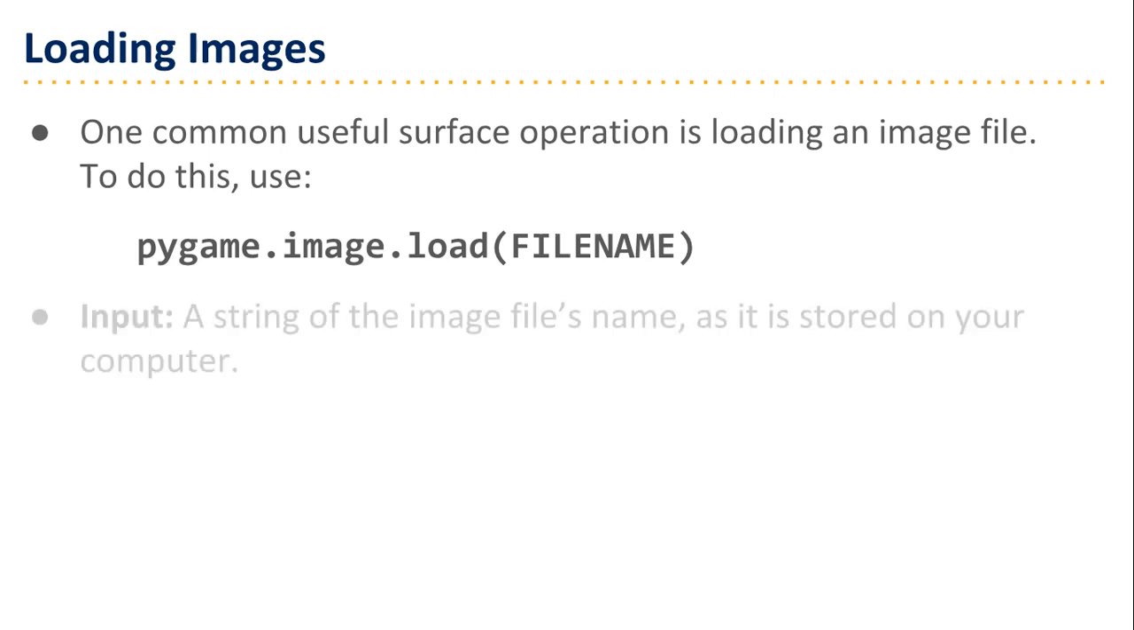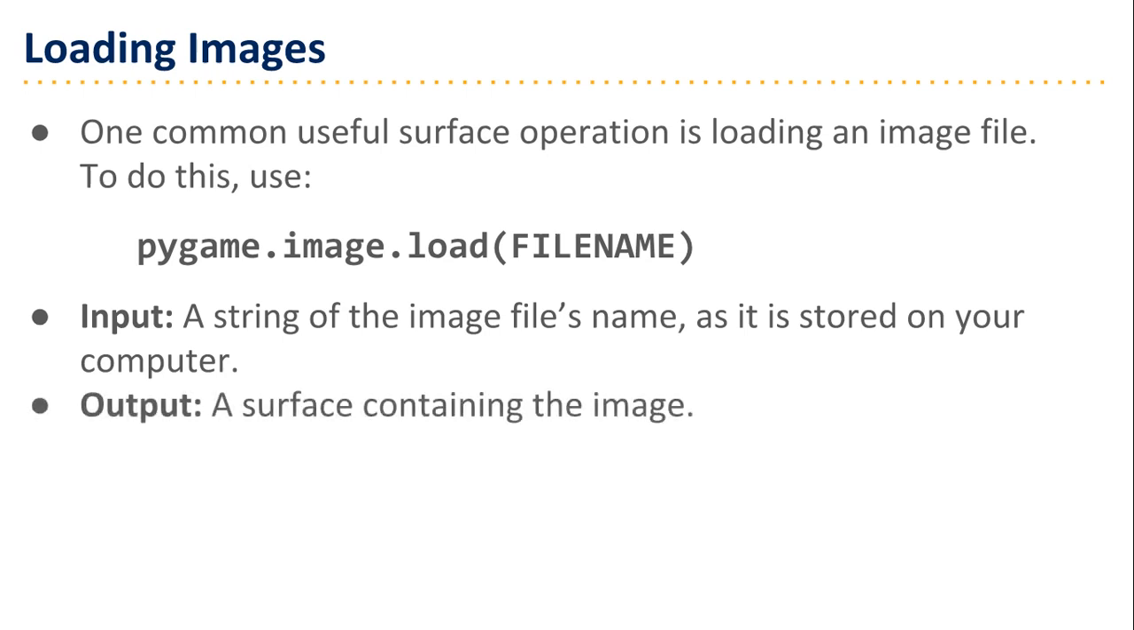All we need to know is that this is the function that loads a file onto a surface. So, more specifically, the input is a string of the image file's name as it's stored on your computer. So if on your computer the image is called alonzo.png, then you would type alonzo.png in quotes, and that would be the string file name. You have to include the dot whatever, so .jpeg, .png, etc.